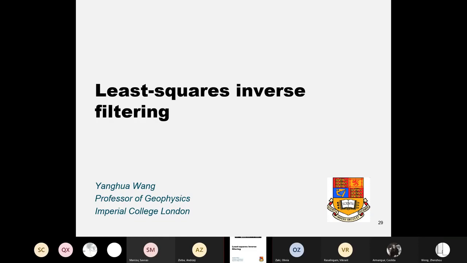In the time domain, that's equivalent to a convolution. So basically, your time series is convolved with a time domain filter. That's called a convolution, right?